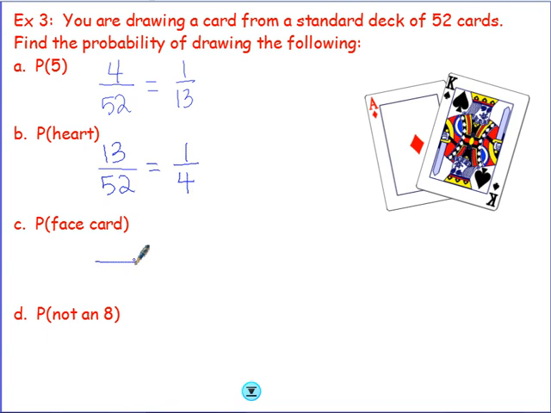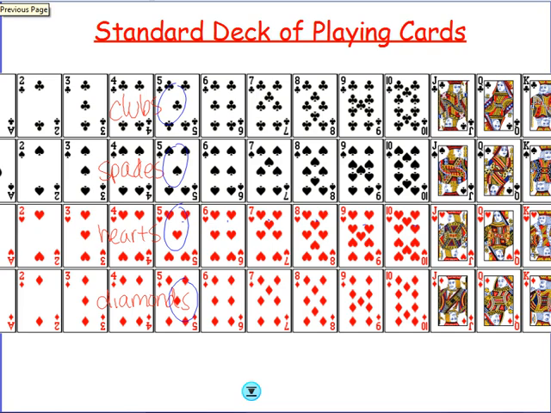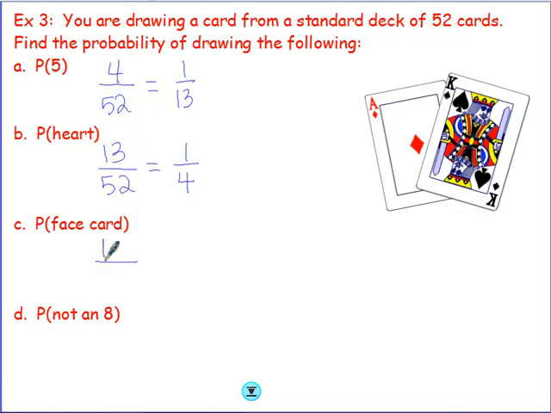Probability of a face card. These have to have a face on them. Aces and tens are not face cards. These, the Jack, King, and Queen, all have faces. So 1, 2, 3, 4, 5, 6, 7, 8, 9, 10, 11, we have 12 out of 52. These can both be divided by 4. We end up with 3 out of 13.